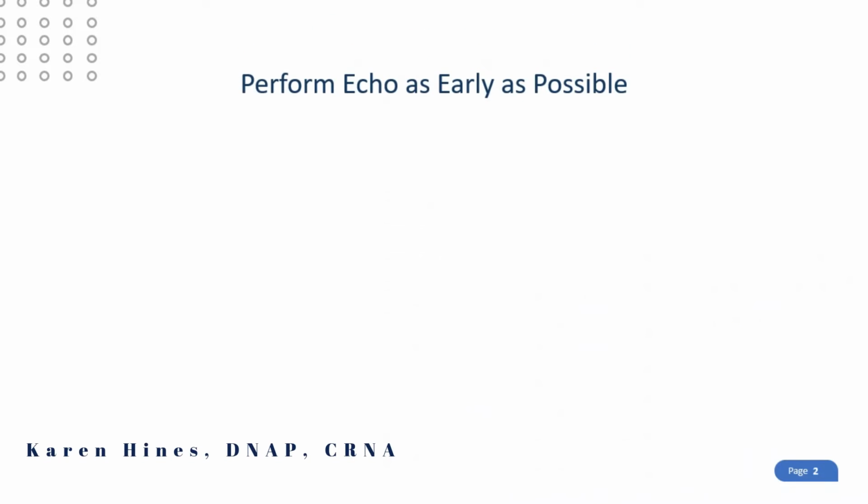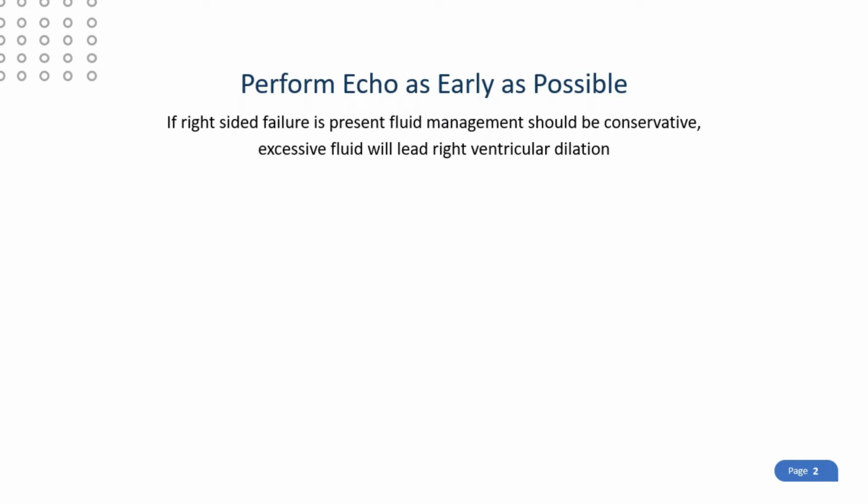An important part of identifying and treating an AFE is doing a transthoracic echo as early as possible. This allows you to evaluate for right ventricular failure. If right-sided heart failure is present, then fluid management should be conservative. Excessive fluids will lead to right ventricular dilation because the right ventricle will not be able to empty as a result of the acute increase in pulmonary vascular resistance.